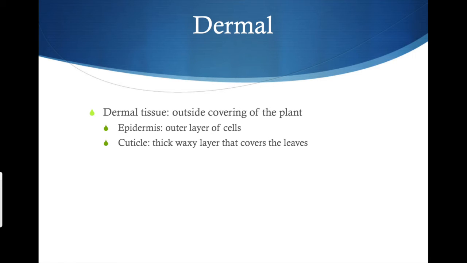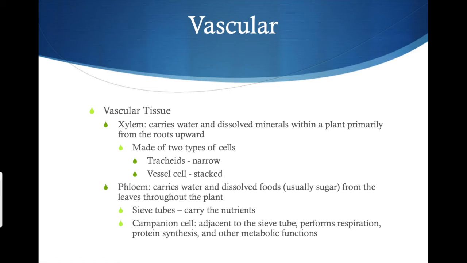We have the epidermis, which is the outer layer of cells on like a leaf, and then the cuticle is the waxy layer, part of the dermal tissue that covers the leaves, right? If you feel the top of a leaf, sometimes it feels a little bit slick. It allows water to move easily over the top of it. That is the cuticle, okay?